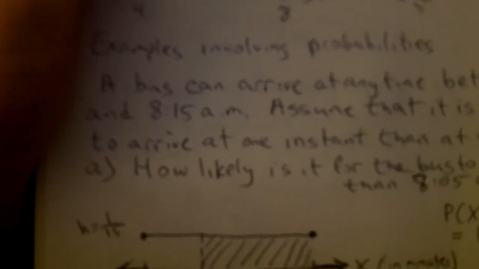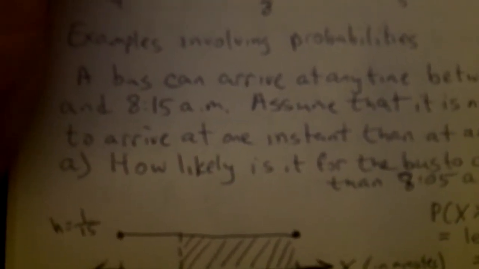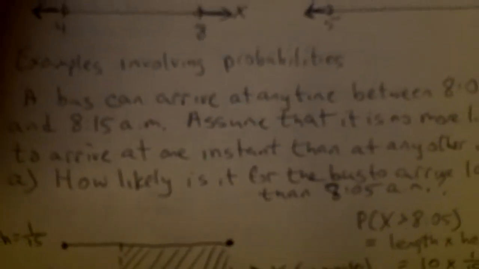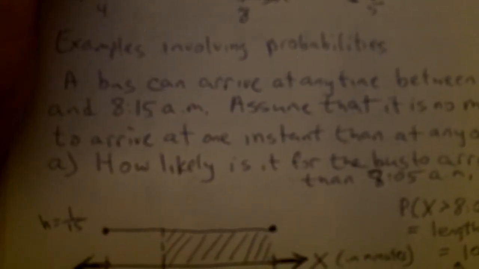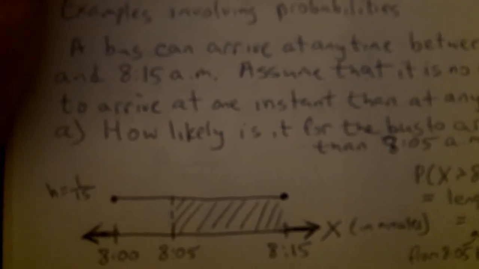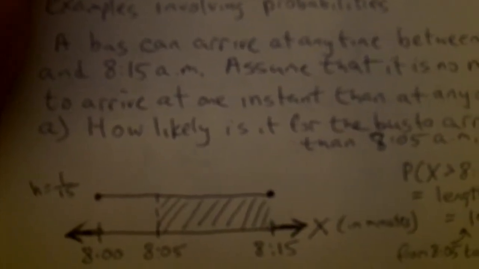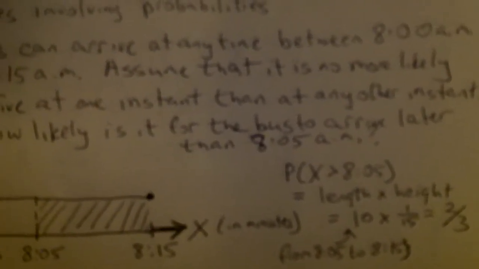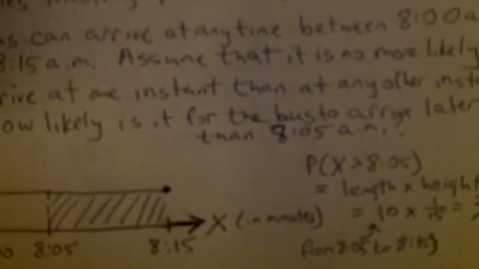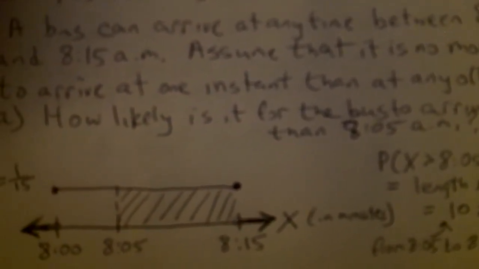Okay, so what we've got here are examples involving probabilities. In this case, we're looking at the time that a bus arrives, and it can arrive anytime between 8 a.m. and 8:15. And we're going to assume that it's no more likely to arrive at any one instant than any other instant. That statement is basically implying that we're working with a uniform distribution, that it's equally likely over that interval. So how likely is it for the bus to arrive later than 8:05?